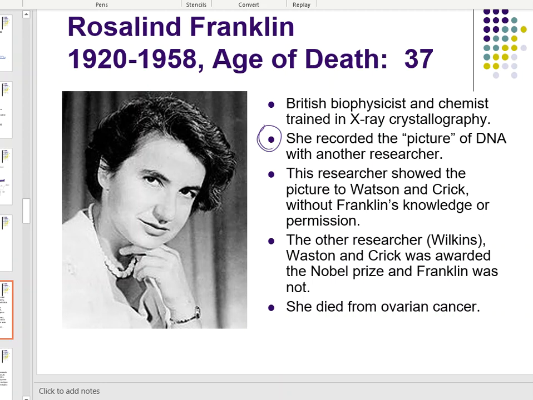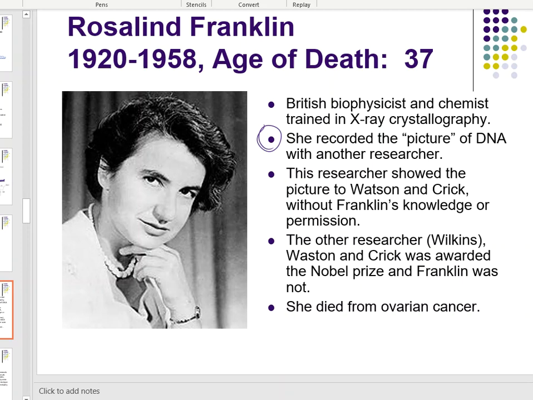Rosalind Franklin was not. Now, was it because she was a woman? That's up to you to decide. But Rosalind Franklin was the one who was running these samples. She was the one that was putting her data into a notebook. She was the one that was interpreting the data and what it meant to people. And the other researcher, when she was not present, basically shared these results with Watson and Crick, and those men ended up with the Nobel Prize, and Rosalind Franklin was not.